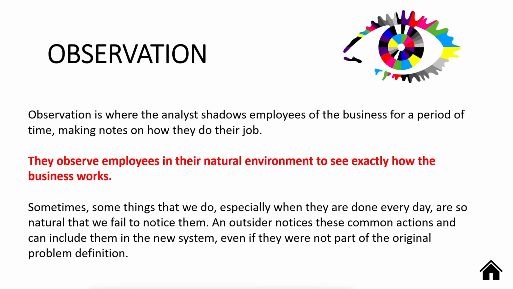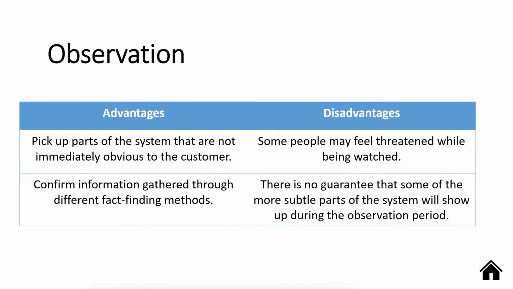So sometimes some things that we do, especially when they are done every day, are so natural we fail to notice them. When an outsider watches, these common actions can include them in a new system, and even if they were not part of the original problem definition, we can add them in at this stage. So the good thing about observation is that you pick up parts of the system that are not immediately obvious to the customer, and you can confirm information gathered through different fact-finding methods.